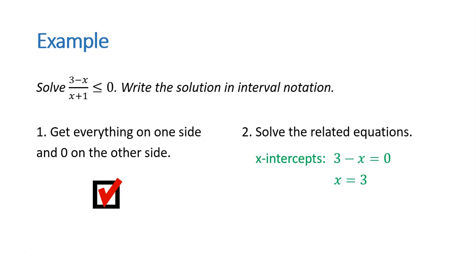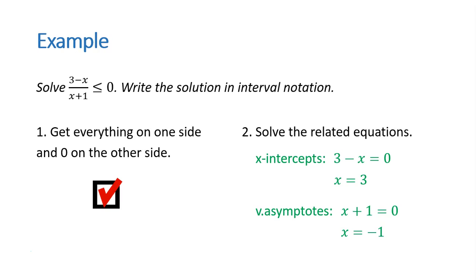So we have a single x-intercept at x equals 3. And then for our vertical asymptotes, set our denominator equal to 0. So x equals negative 1 is going to be our vertical asymptote. So make sure you keep in mind which one of these numbers is an intercept and which one of these numbers corresponds to an asymptote. Because what we do with the graph and what we do with our solution is going to vary depending on which situation we're in. Is it an intercept?